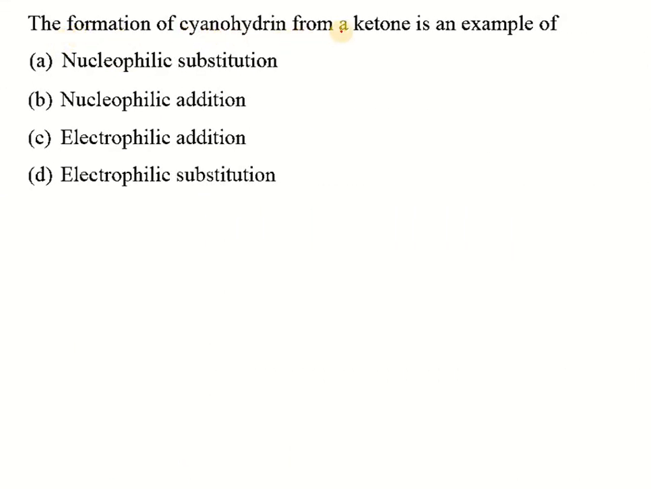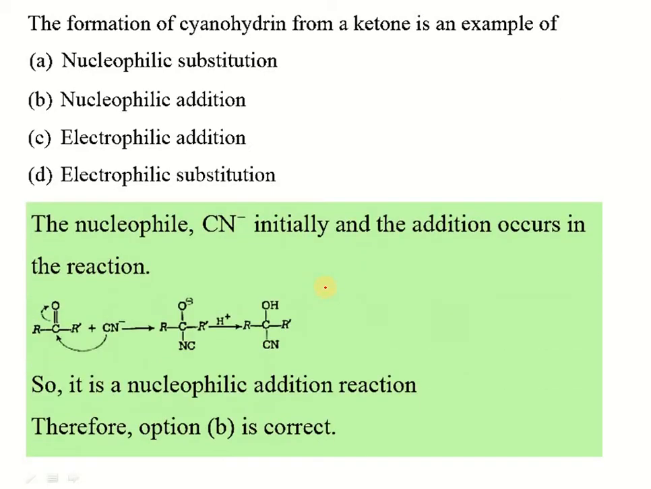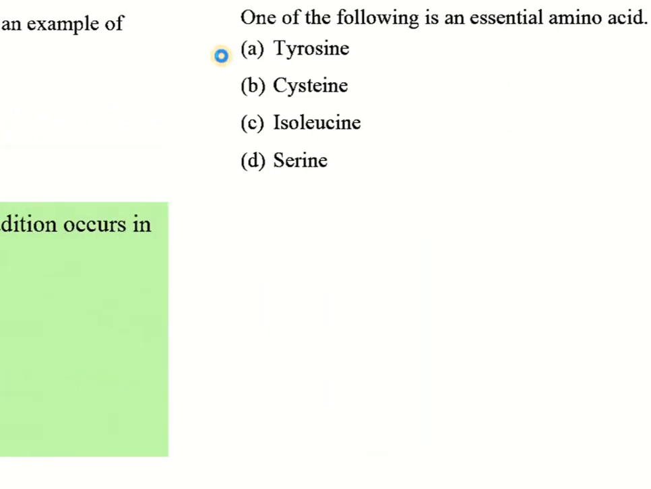The formation of cyanohydrin from a ketone is an example of addition of CN-, to this double bonded carbonyl compound, indicating that it is a nucleophilic addition reaction. Option B is the right answer for this one.